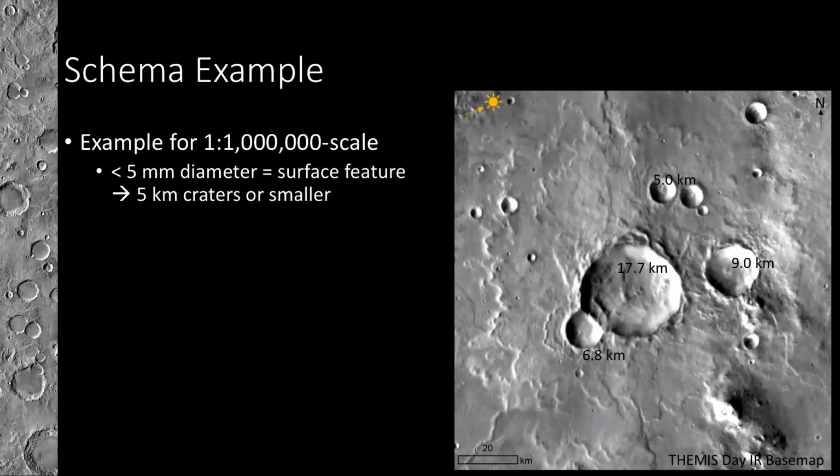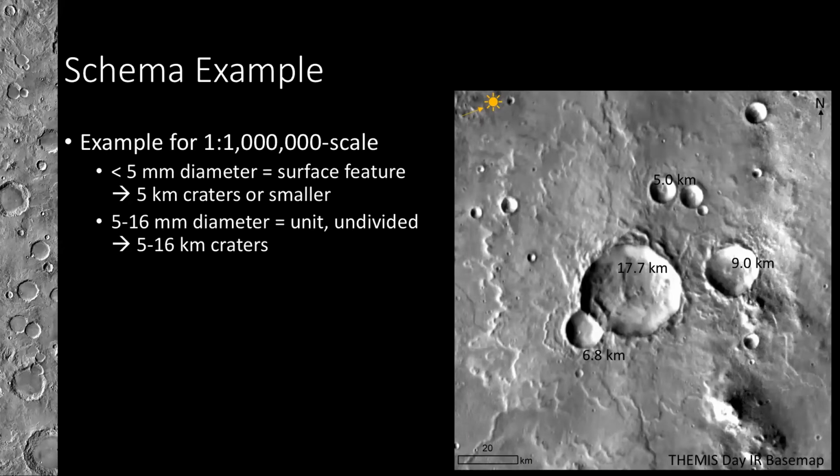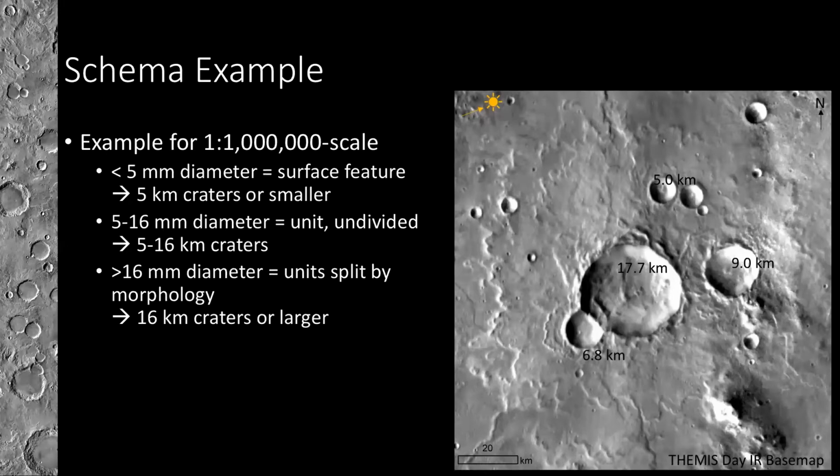The smallest category of craters that are not identified as a diameter in this image, at 1:1 million scale, 5 millimeter diameters would be 5 kilometers. Next slide. The medium-sized craters between 5 and 16 millimeters would be 5 and 16 kilometers at this scale. So the 5 kilometer, 6.8 kilometer, and 9 kilometer craters would be mapped as one unit undivided. Next slide. And then the largest central crater, which is larger than 16 kilometers, which means larger than 16 millimeters at print, we would start to split out the different crater units that we see. Next slide.